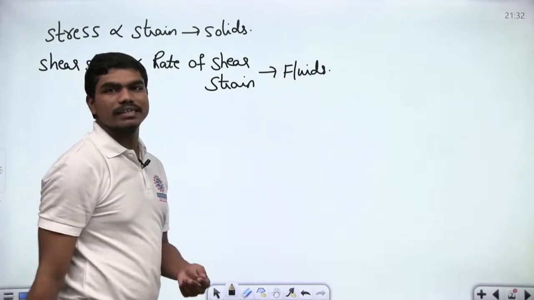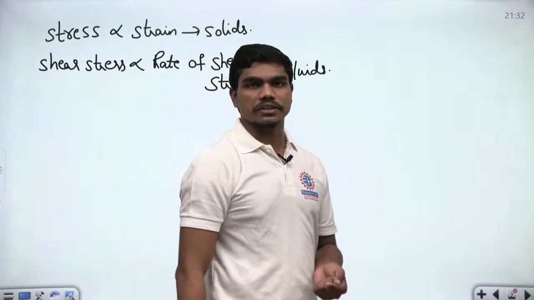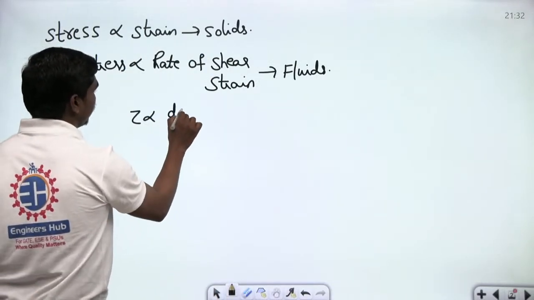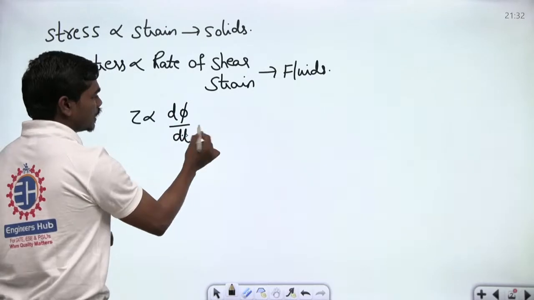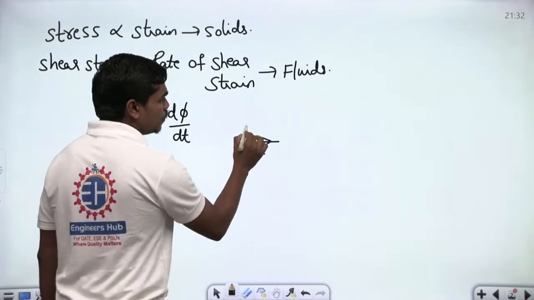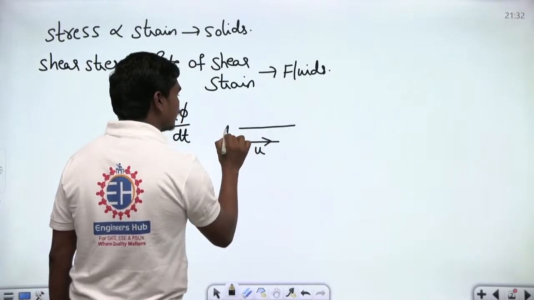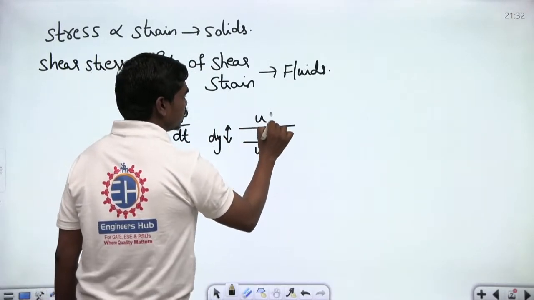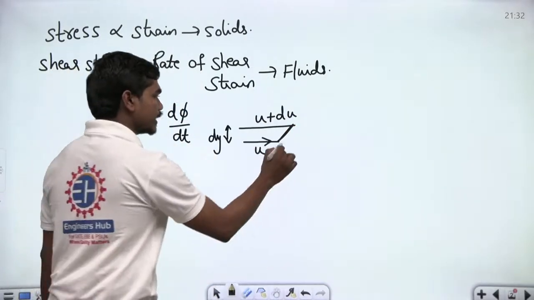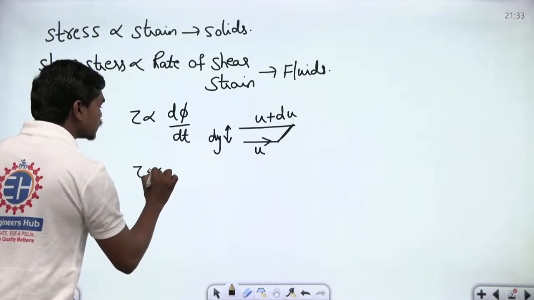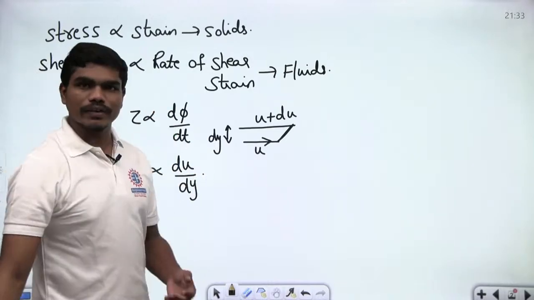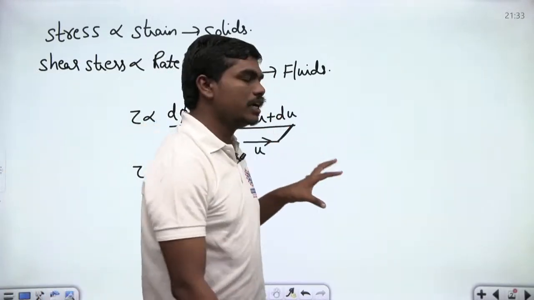Coming to one very important thing, we have seen Newton's law of viscosity, where the shear stress is proportional to d phi by dt. In a very special case, if your fluid is moving at a layer velocity u, and a layer at a distance dy from this is moving at a velocity u plus du, and this du by dy is constant throughout, then we write Newton's law of viscosity as tau is directly proportional to du by dy. We have seen all these things, correct? So we have identified what this Newton's law of viscosity is.